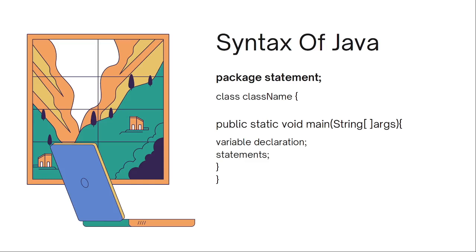Next we have main, and then we have String array of args, arguments, which is used to take input from the keyboard, or you can say the command prompt. Next we have variable declaration and statements. Likewise, in C we had the printf, here we have statements. Okay.